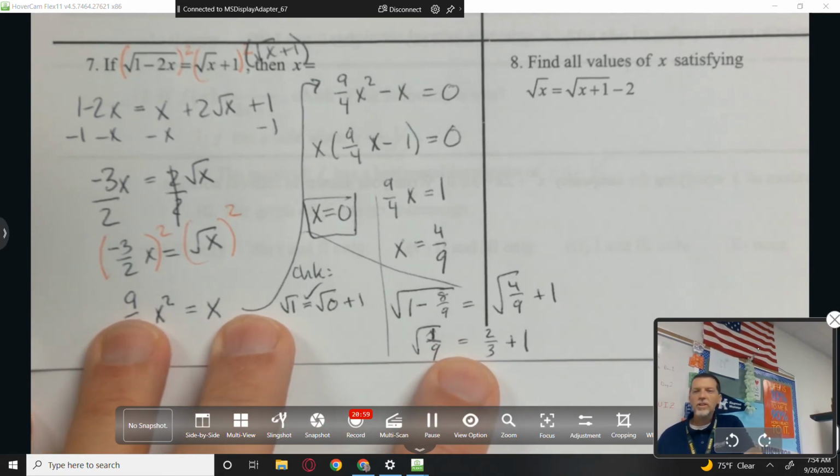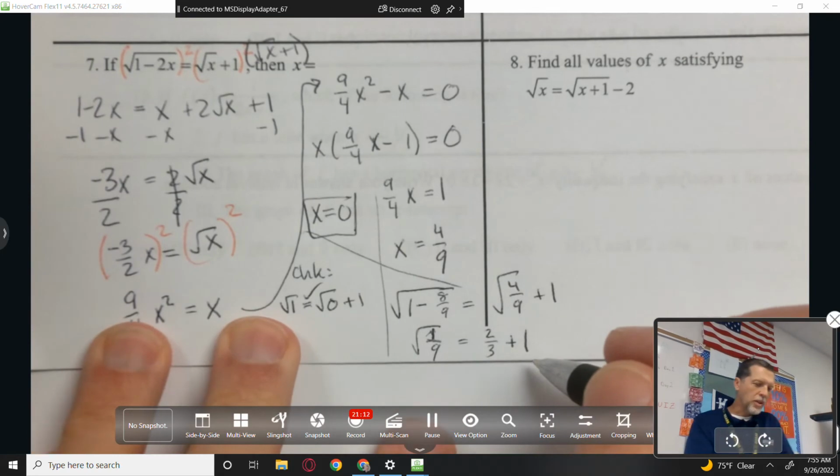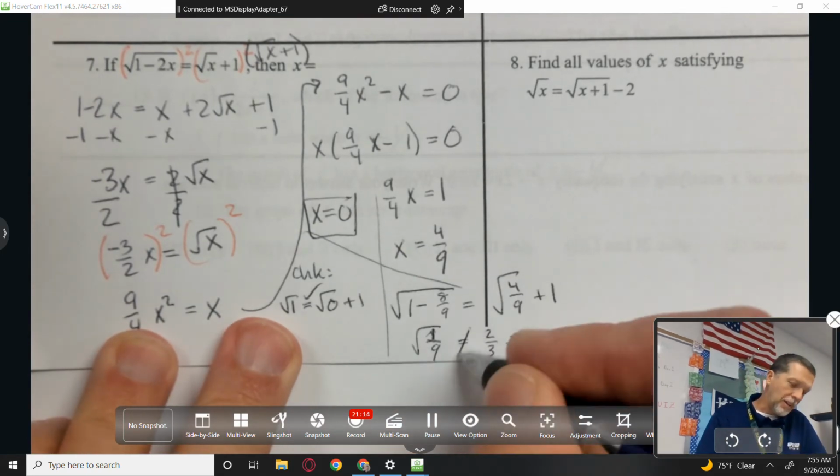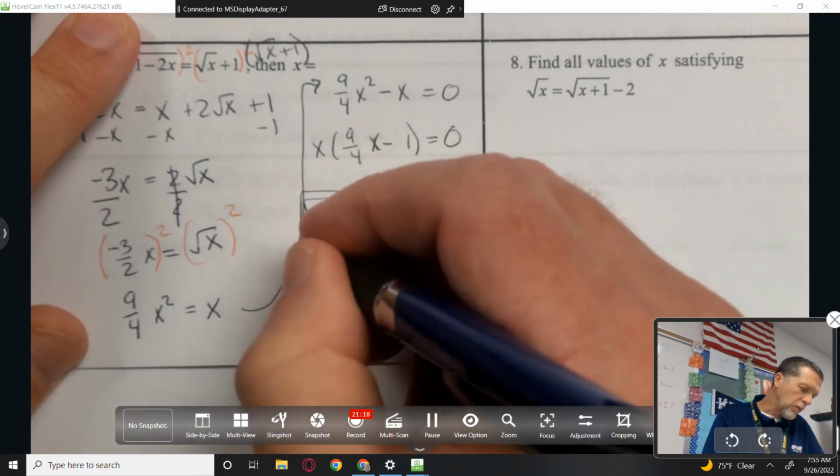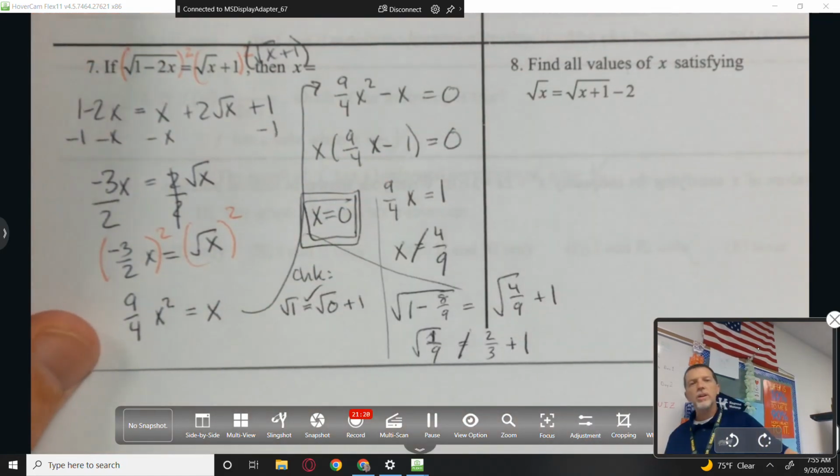Does this work or not work? Yes or no? Is this good or not good? Why not? What's the square root of 1/9? 1/3. 2/3 plus 1. Not 1/3. Yeah, 1 and 2/3. So another one where one of the answers worked and one of them did not work.